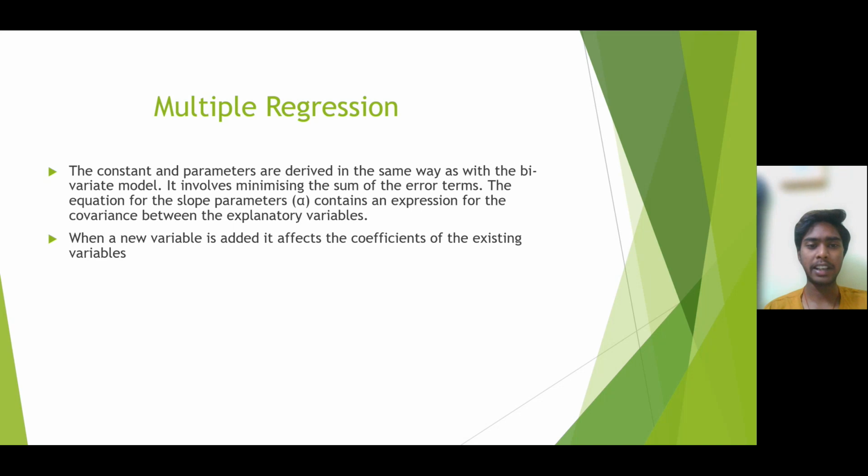And the constant and parameters are derived in the same way as the bivariate model, and when a new variable is added, it affects the coefficients of existing variables. It means if we add some values or some variables to the dataset that we considered previously, it affects the data, the outcome, and the errors. So we need to take the whole amount of data at a single time before we start the process, or apply multiple regression. In the middle or at the end, if we add any kind of data or any variables, it may affect the outcome.